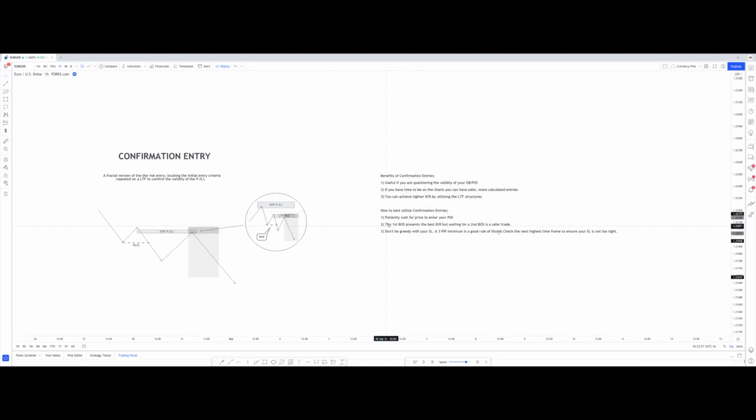So basically you patiently wait for price to enter your POI, as I already explained, right? You sit and wait for price to tap into your higher time frame POI, okay? Now, once that happens, this is where we head to number 2. So the first break of structure represents the best risk to reward ratio, but waiting for the second break of structure is a safer trade, okay? So what do I mean by that?